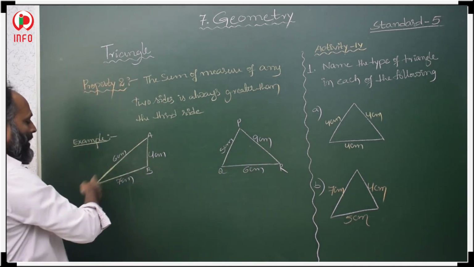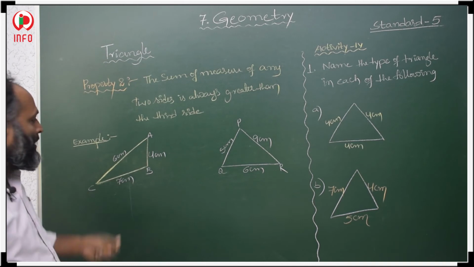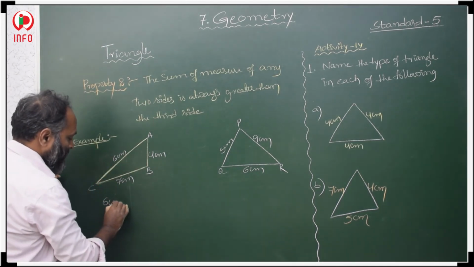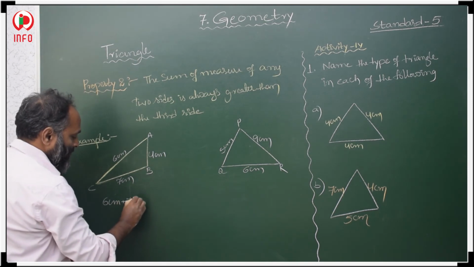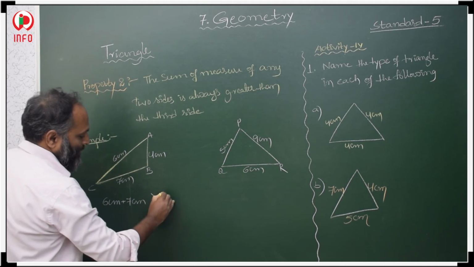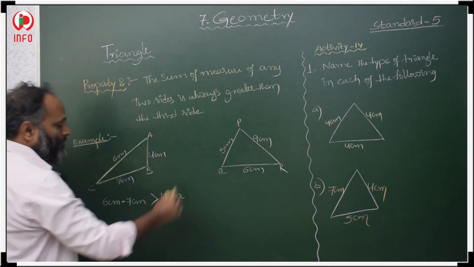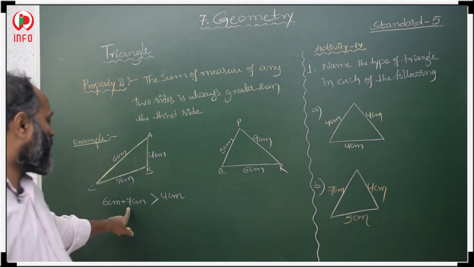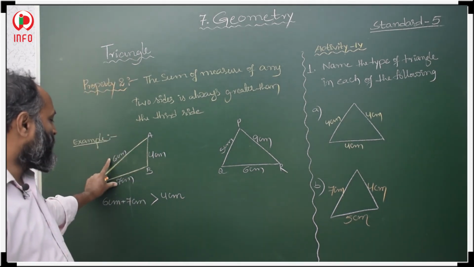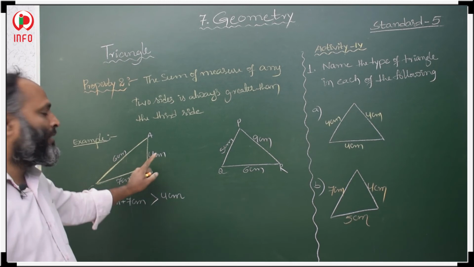See here, this is triangle ABC. In this triangle ABC, add any two sides of the triangle: 6 centimeters plus 7 centimeters is always greater than the third side, 4 centimeters. 6 plus 7 is 13, and 13 is greater than 4. If we add any two sides, that should be greater than the third.